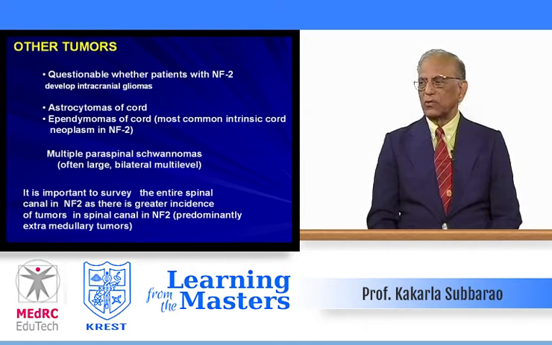Multiple paraspinal schwannomas, often large, bilateral, and at multiple levels. It is important to survey the entire spinal canal, as I said already, in NF2, as there is greater incidence of tumors in the spinal canal in NF2, predominantly extramedullary tumors.